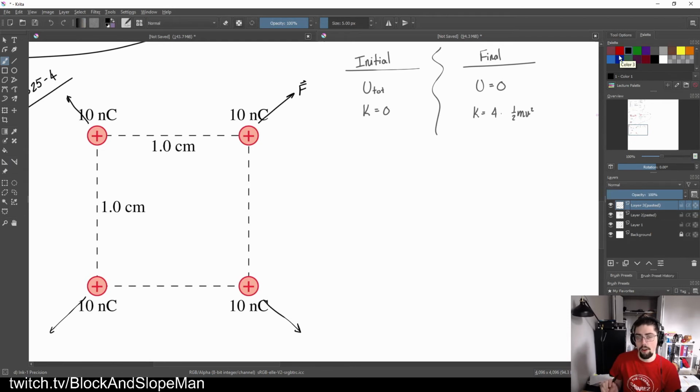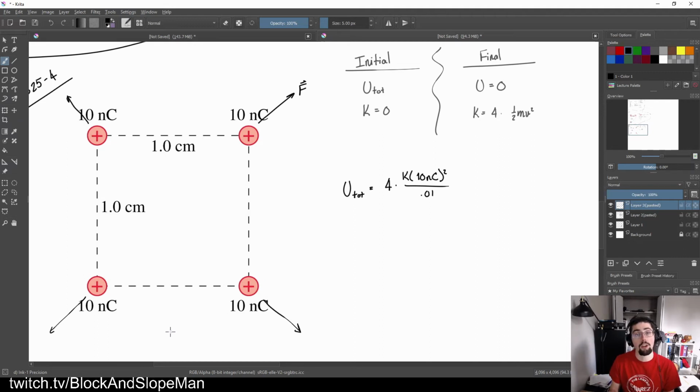While that's technically a real question, it's mostly rhetorical because, of course, it's a square, and they're all the same charges on each corner of the square. So let me save myself some work, and let me just say that U total is equal to, what's that potential energy? K times 10 nanocoulombs squared over 0.01. There's 4 of those pairs.